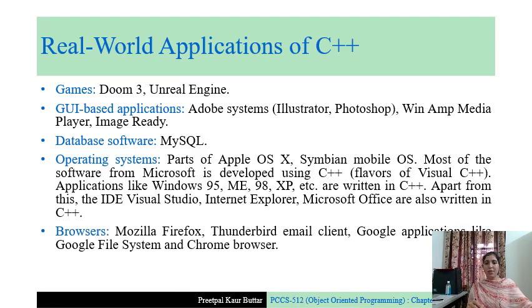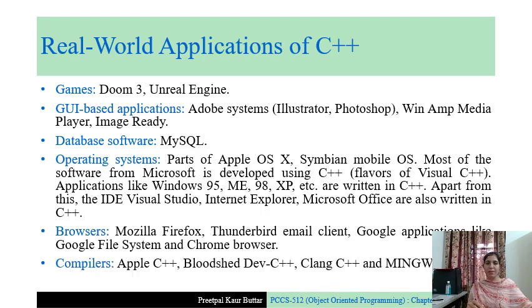Browsers such as Mozilla Firefox, the Thunderbird email client, and Google applications like Google File System and the Chrome browser are also written in C++. Compilers such as Apple C++, Bloodshed Dev-C++, Clang C++, and MinGW are also written using C++.